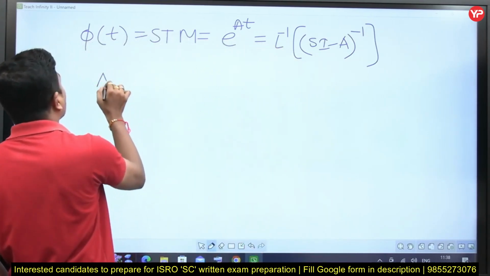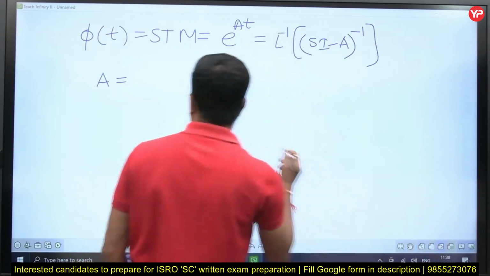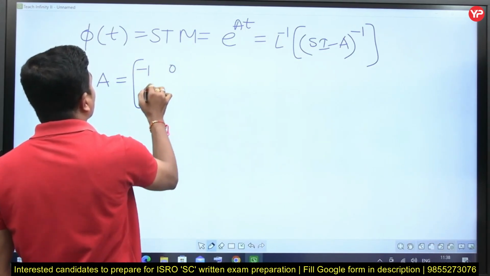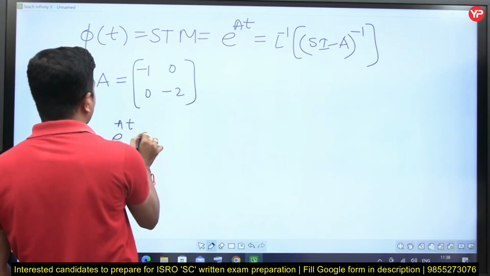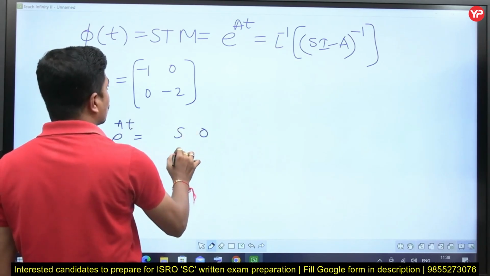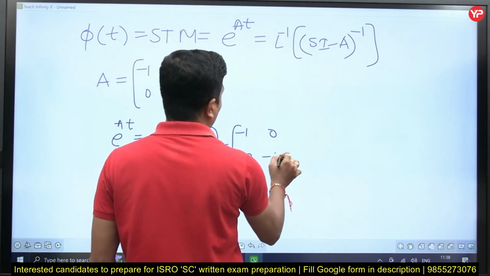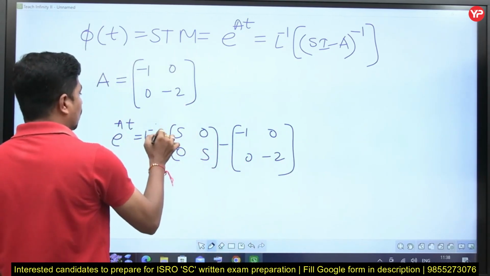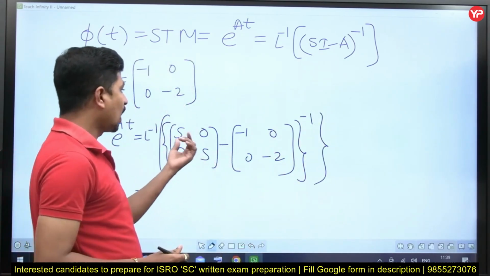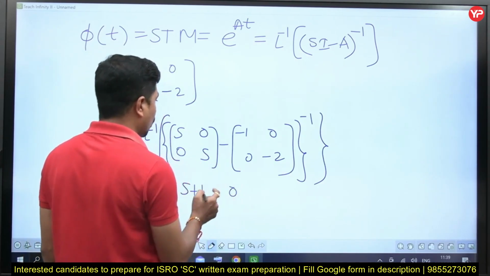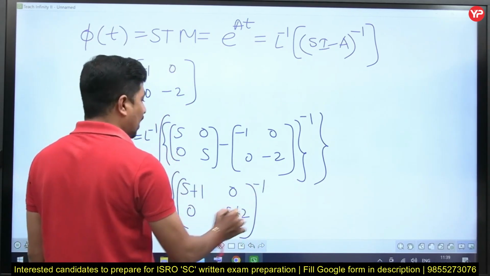What is the matrix A given by him? Matrix A is [-1 0; 0 -2]. Then how to get e power At? It is the Laplace inverse of (sI minus A) whole inverse, where sI is [s 0; 0 s], I is the identity matrix, minus A. If I do this, I am going to get [s plus 1, 0; 0, s plus 2] whole inverse. Now for this one, Laplace inverse.